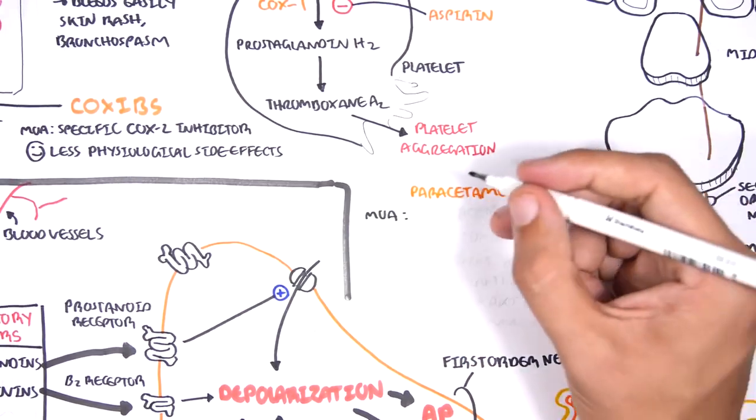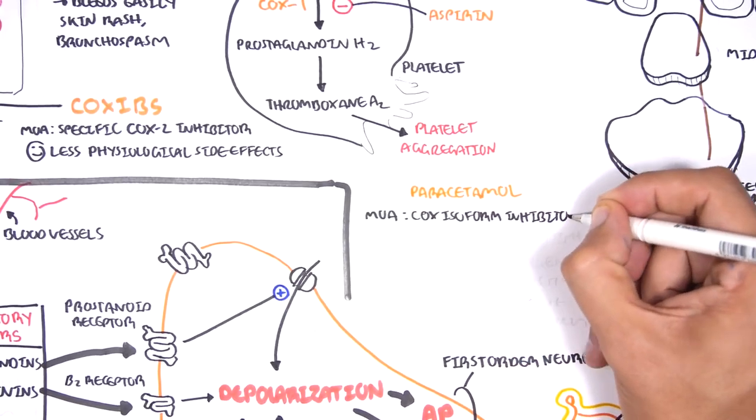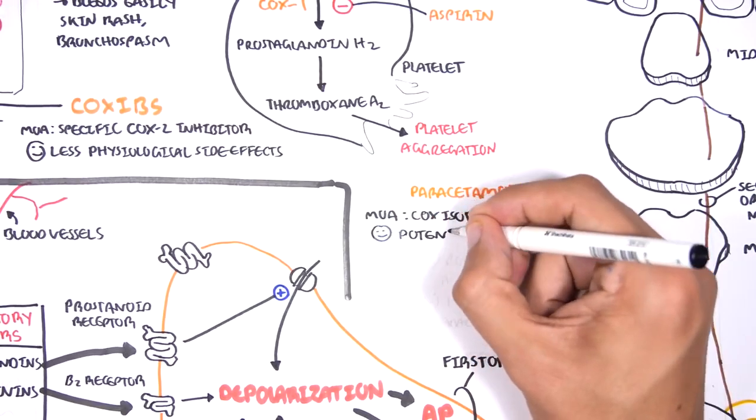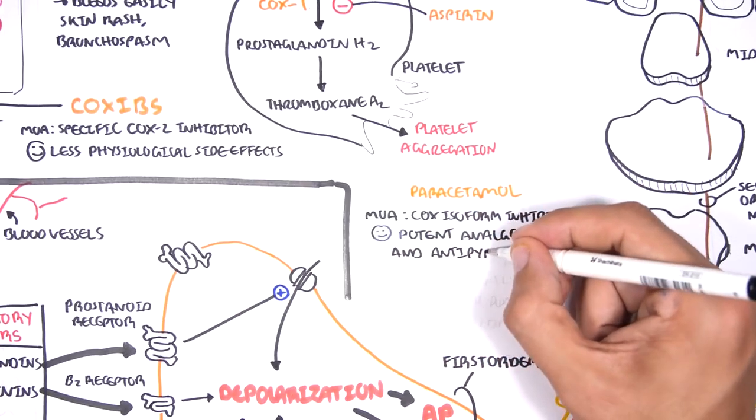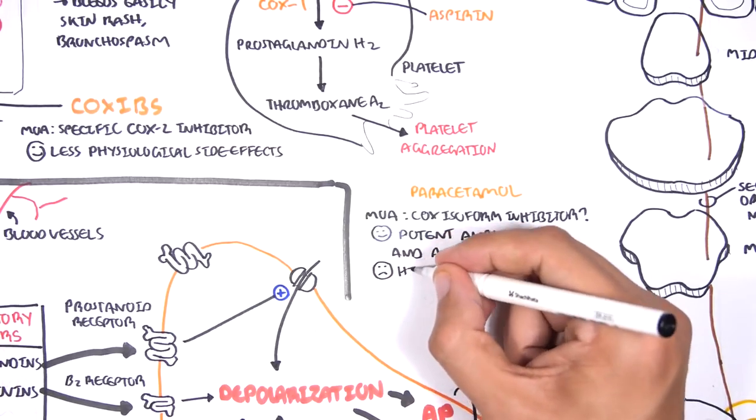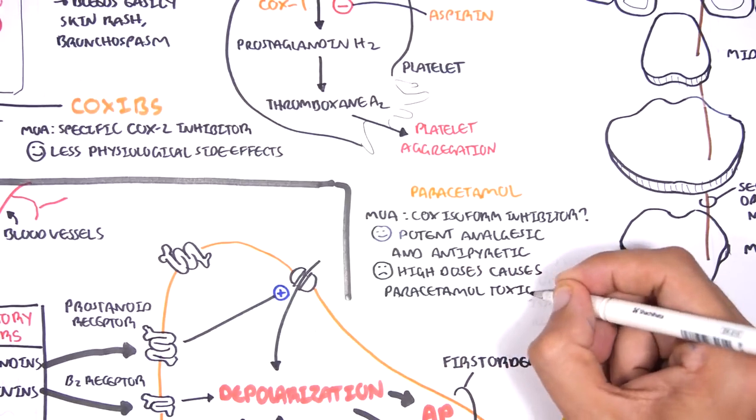However, it is unclear actually how it works, but potentially it inhibits an isoform of the COX enzyme. It is a potent analgesic and antipyretic, but has no anti-inflammatory role. Important to note that high doses of paracetamol can lead to liver toxicity.